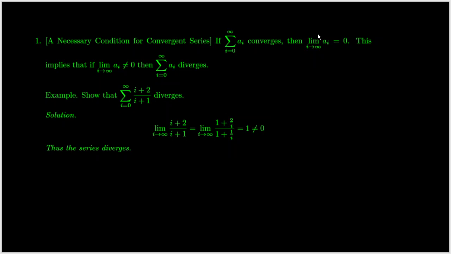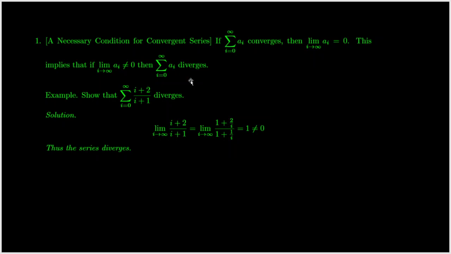We now look at how to test the convergence of series. By the necessary condition for convergent series stated in item 1, if we can show that the limit of the sequence formed by the terms of a series does not equal 0, then the series diverges.